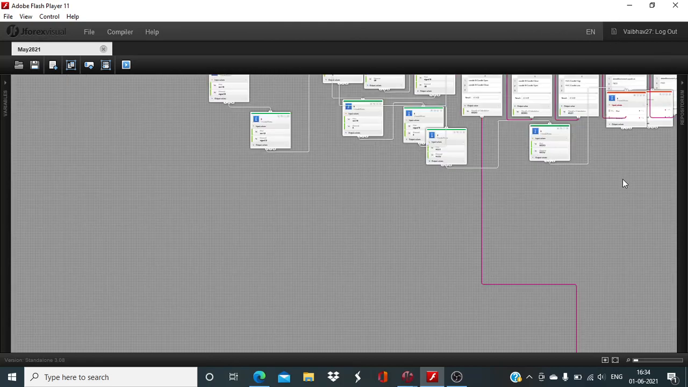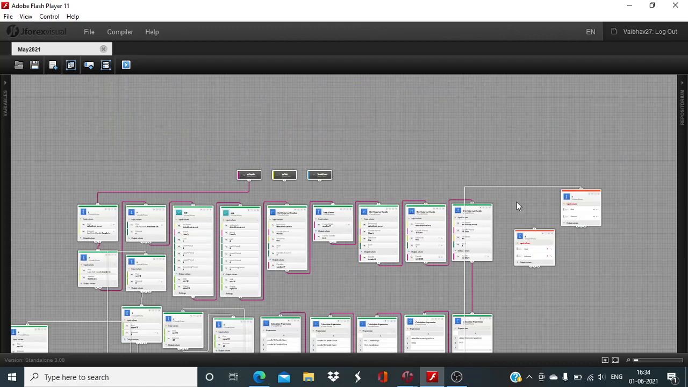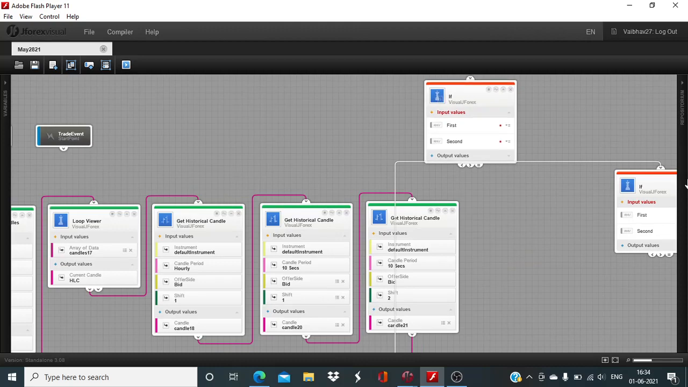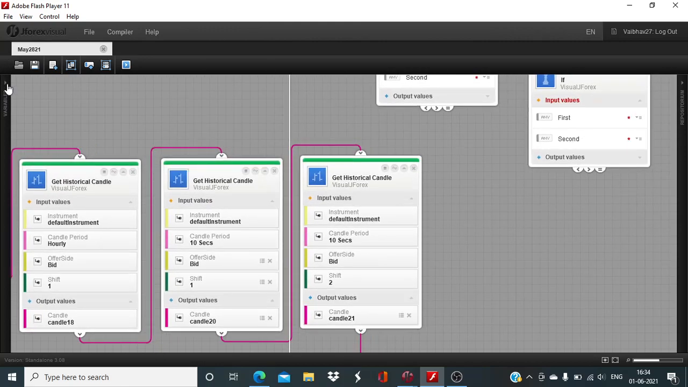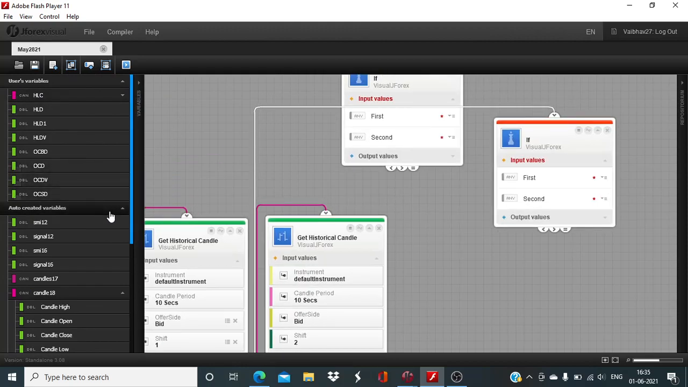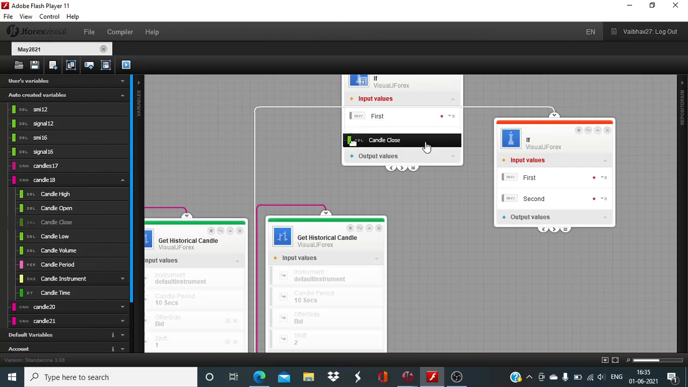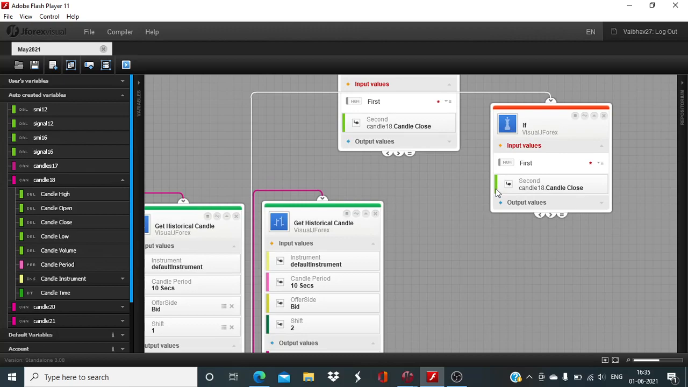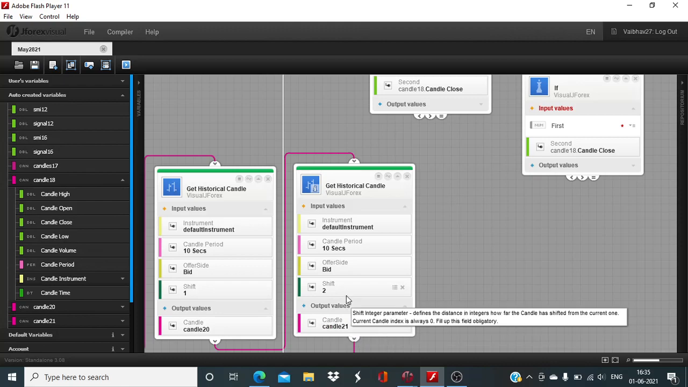Now all we need to define is this condition, which is going to involve the candle 18's closing value. So I will take candle 18 candle close, and then we will compare last hour's closing value with the 10-second candle closings. The candle 20 has a look back period of 1 and candle 21 has a look back period of 2. So we will need candle 21 to have closed higher, and after that the candle 20 should close lower compared to the candle 18 candle close.